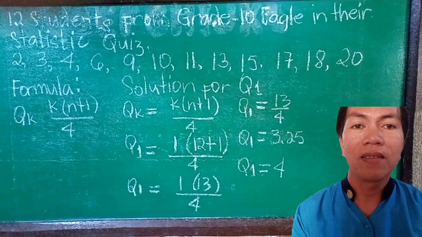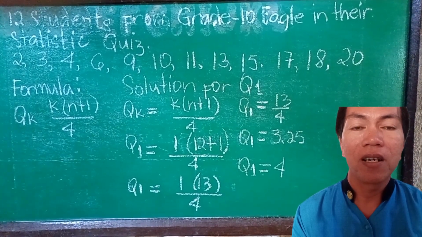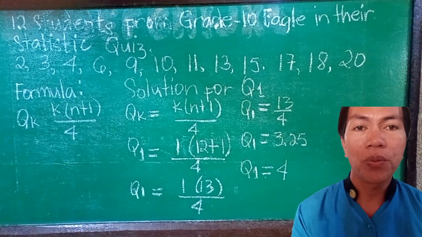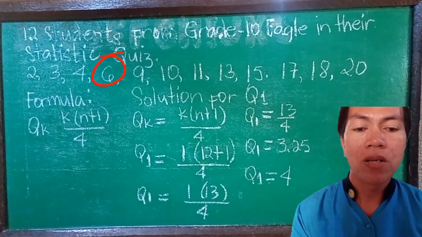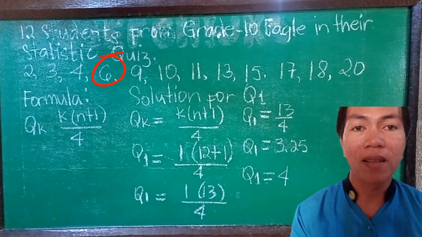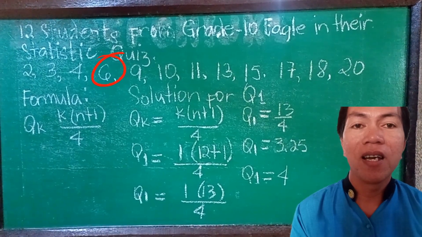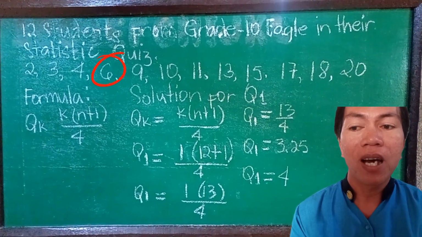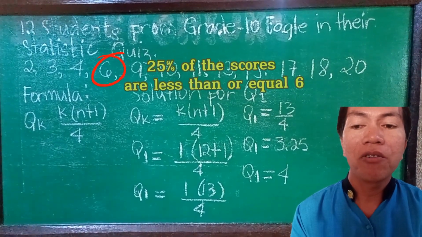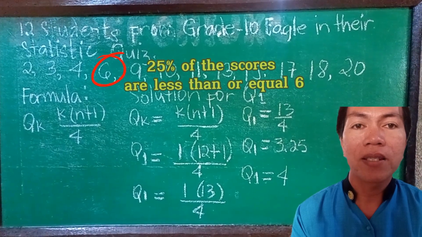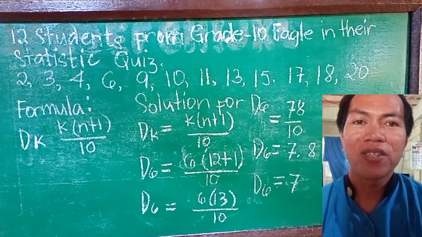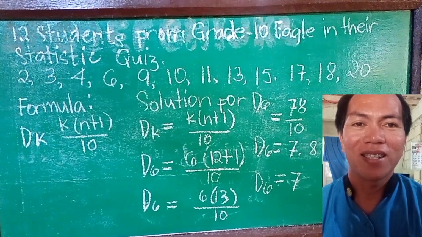Ngayon, bibilangin lang natin ang data from left side, from left to right. So, we have 1, 2, 3, and 4. So, ang pang-4th na data, ang pang-4th na number na score sa ating data ay 6. Kung i-interpret natin ang ating answer or ang ating sagot, 25% of the scores are less than or equal to 6. Okay, next, we try to solve the location of D6.